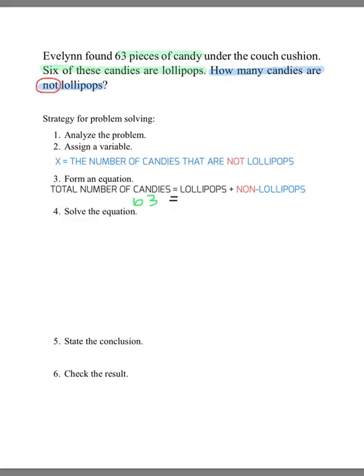Well, how many lollipops are there? We know there's 6. And how many non-lollipops are there? We don't know. That's exactly what we want to find out. But we know it represents the variable x because that's what we assigned the variable to be. So that's going to be our equation. Let's go ahead and solve this equation. Whenever you solve an equation, always start with the original equation found in step 3. So 63 equals 6 plus x.